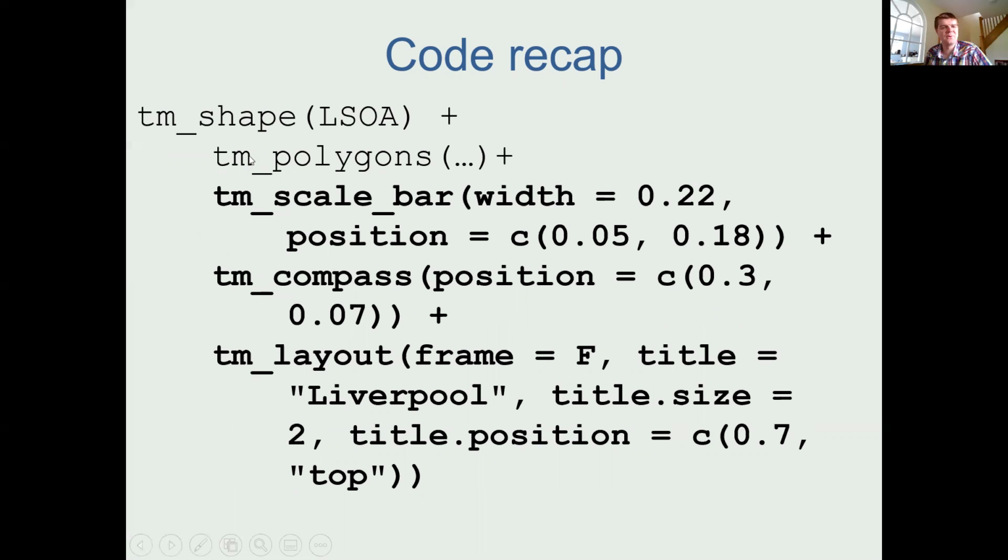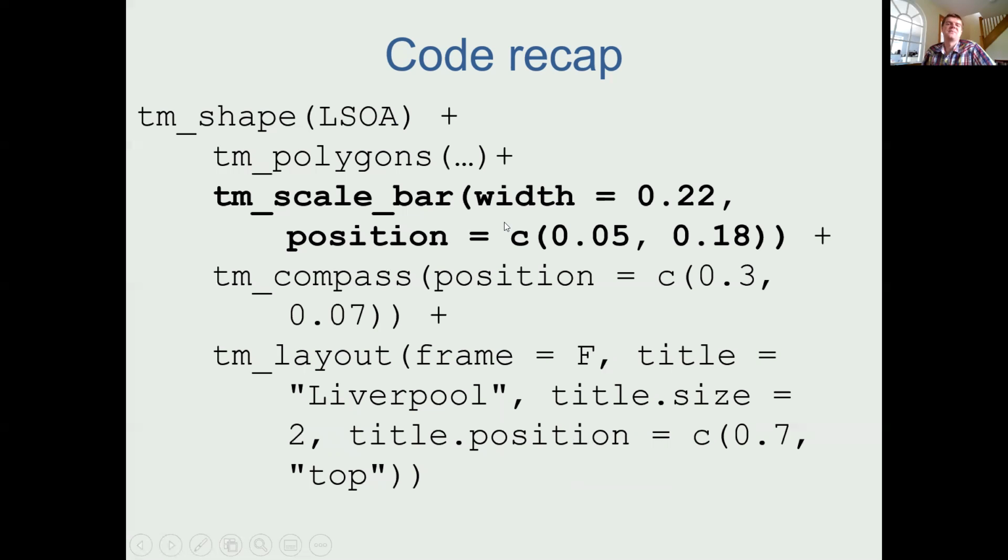So we've got tm_shape, tm_polygons with everything else we've talked about already, and we can add these 3 as well. So for example, we can add a scale bar, and we can set various parameters. So we can set the width. Again, it's a value between 0 and 1, and the position. And the position here is made up of 2 numbers. So we've got 0.05 and 0.18.